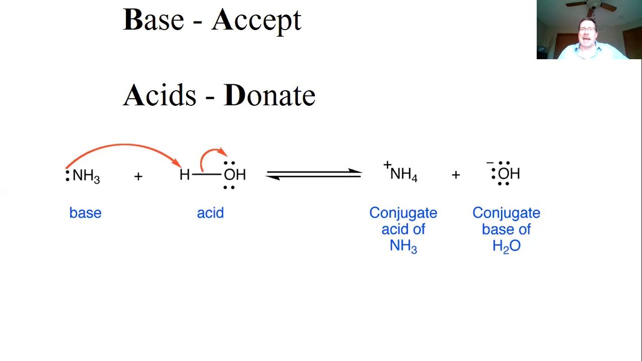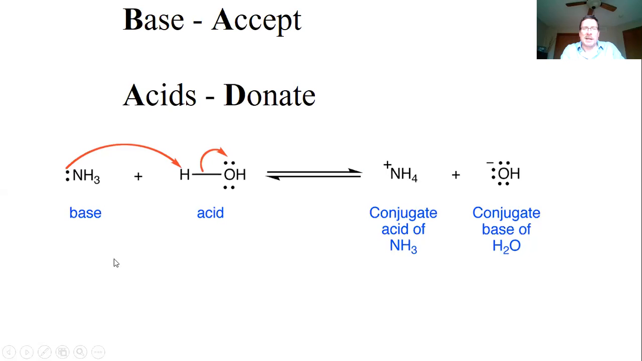Sorry. So here was my Bronsted-Lowry base. Here was my Bronsted-Lowry acid. It was just the water. The acid gets rid of the hydrogen, so it's the donor. The base accepts the hydrogen, so it's the acceptor. That's why it's the base.